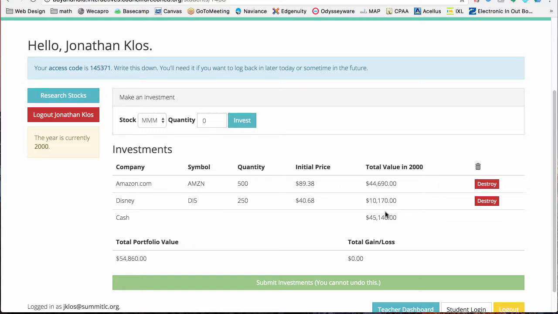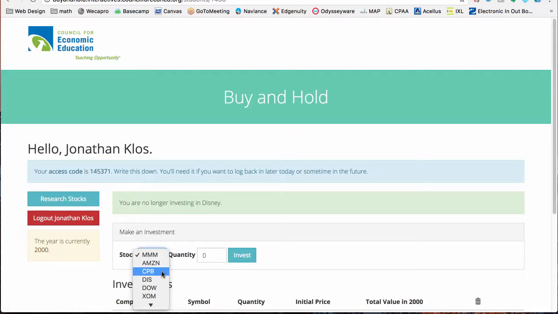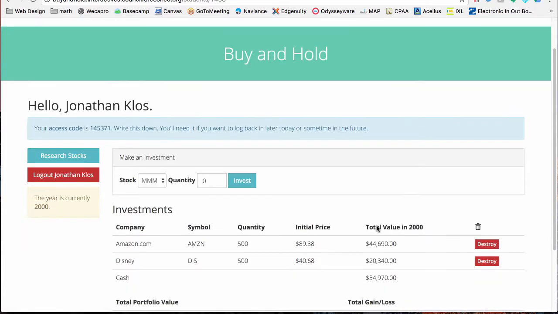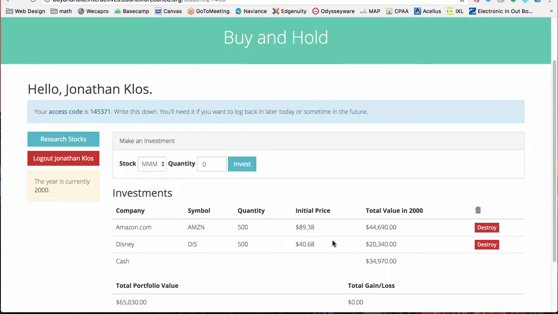And that wasn't very much left. We could get a little more Disney. Let's go and get some more Disney. Let's buy 500 Disney. We all like Disneyland. Okay, so we bought some Amazon, we bought some Disney.